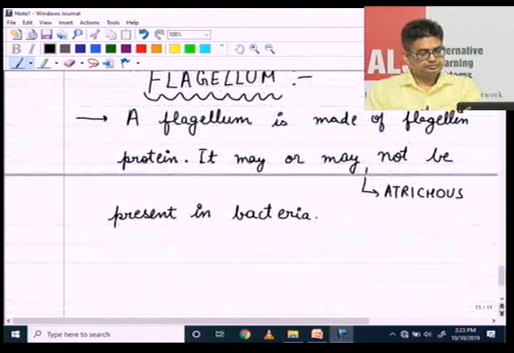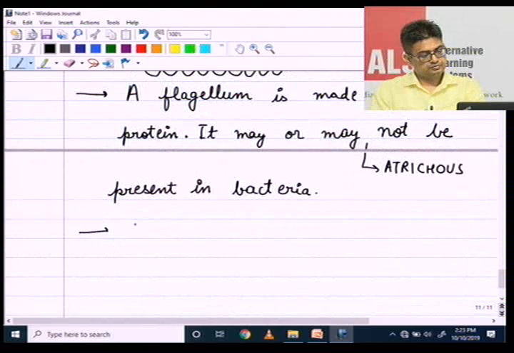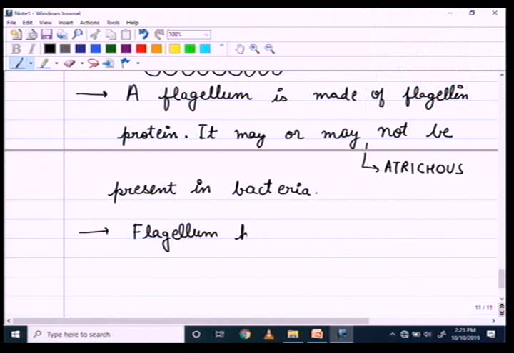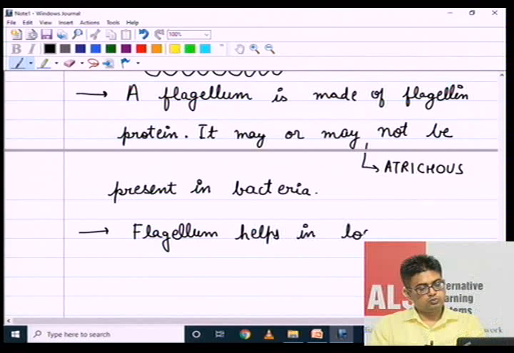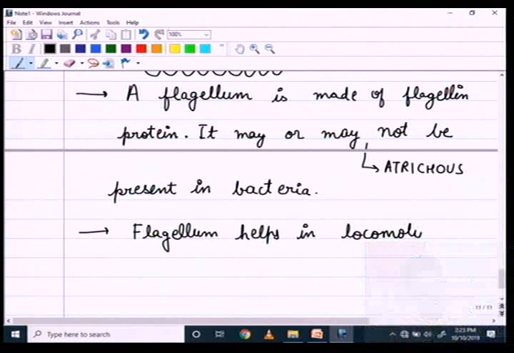Flagellum helps in movement of bacteria, helps in locomotion. So it is the locomotory organelle.